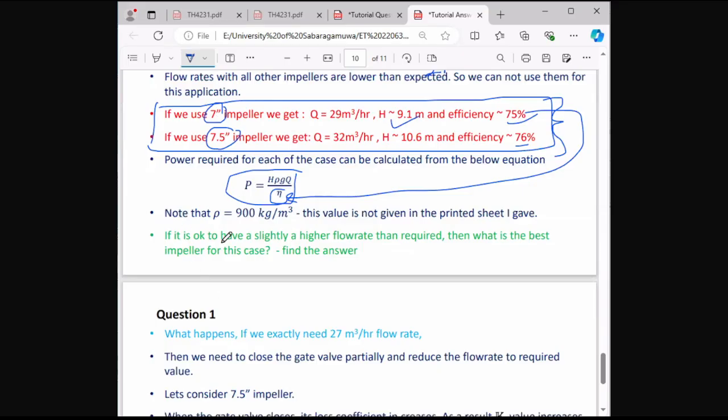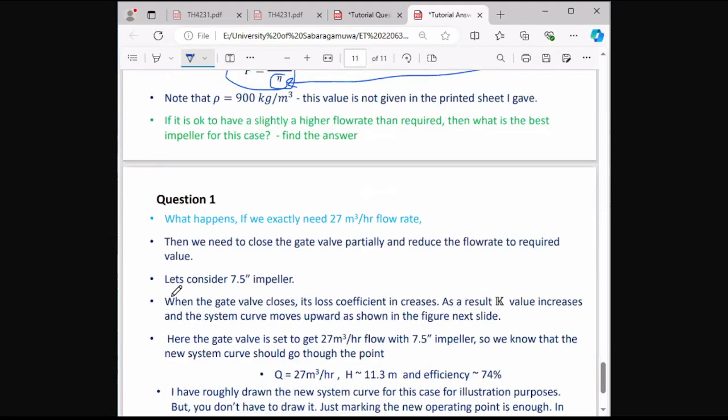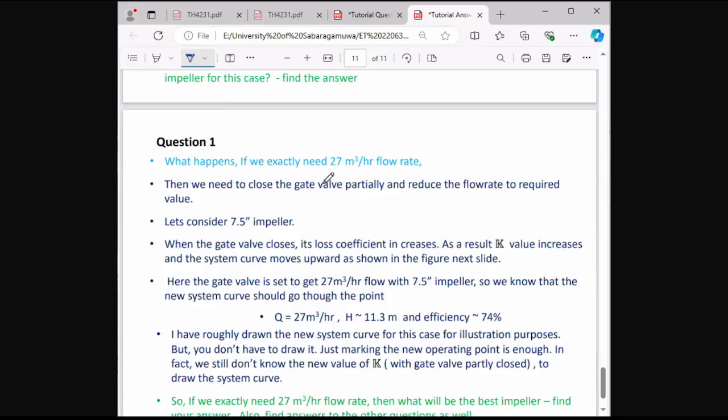Then if it's okay to have a slightly higher flow rate than required, what is the best impeller for this case? Find the answer. Then the flow rate in our system should be 27 cubic meters per hour. Then we need to close the gate valve partially and reduce the flow rate to the required value.